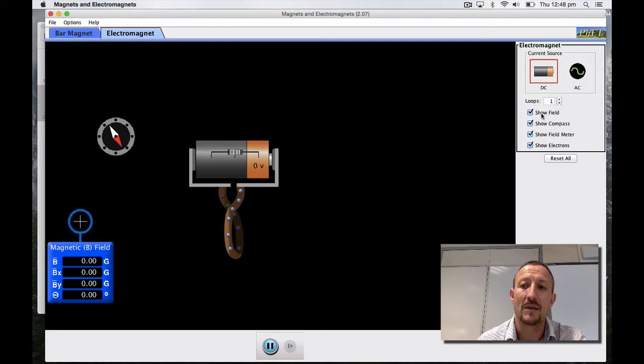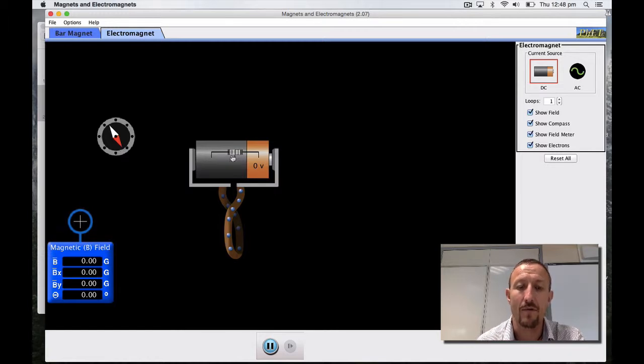Now, you can determine your fields, so you can show your fields, you can show your compass, you can put a field meter in there, and you can also show your electrons. Now, at the moment, I've got my battery set to 0 volts. That means 0 joules per coulomb, or per unit of charge, is flowing. Down here, we can see the loop, and the balls that we can see are basically the electrons. Here is the magnetic field meter, and I've also got a compass to show the idea of field.